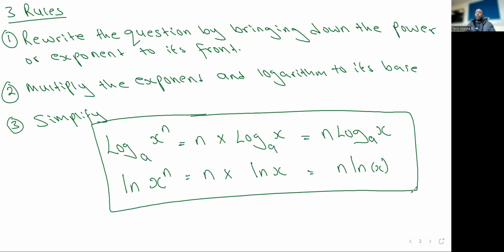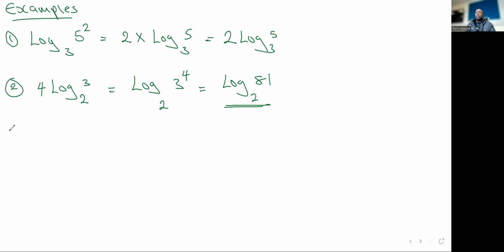So the same thing, number 3, let's assume we have ln x squared minus ln y cubed, and that will give us, you bring that down, 2 ln x minus 3 ln y. Okay?